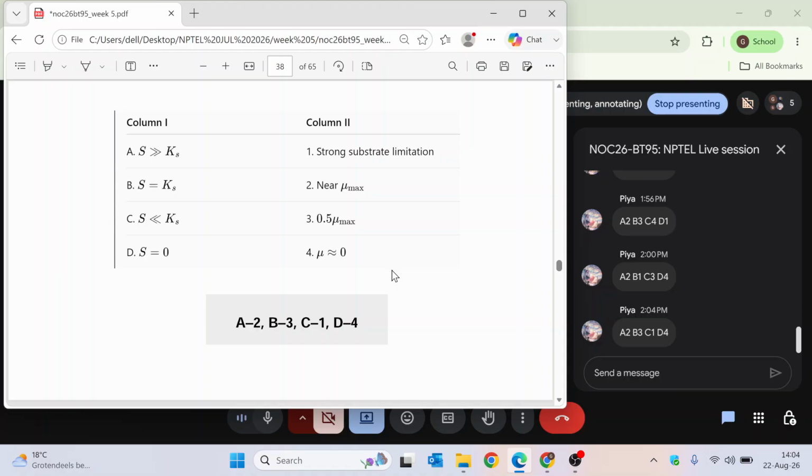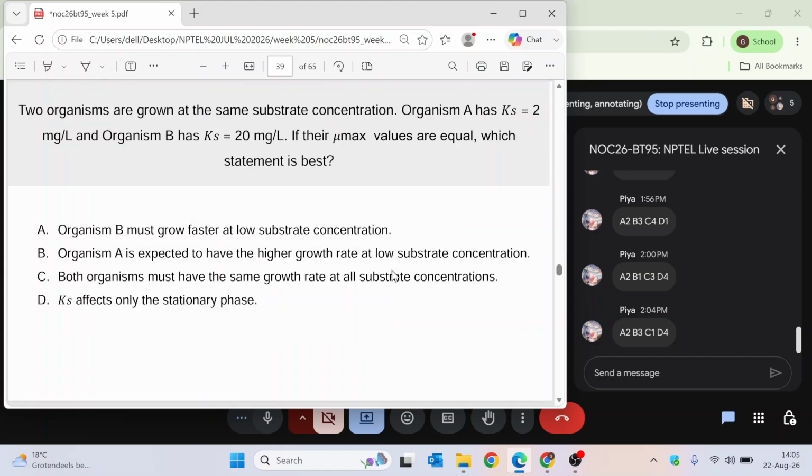And when the substrate concentration is very low, then mu is equal to mu max S by Ks, because your S term is going to be very insignificant. So there is strong substrate limitation there. And when substrate itself is not there, then no growth will take place. So your mu is equal to 0. Okay. Based on the statement, you can see which of the conditions can apply to this.